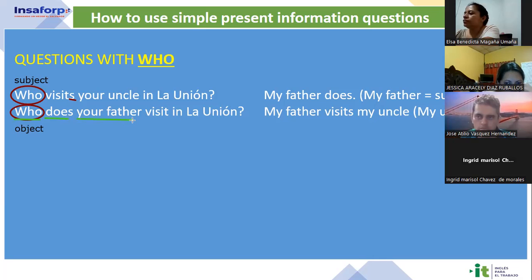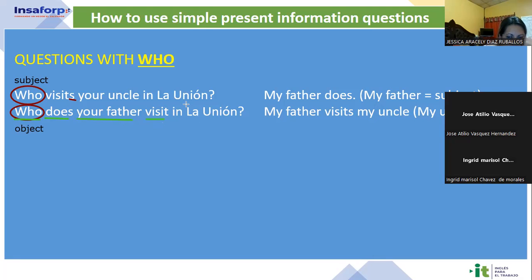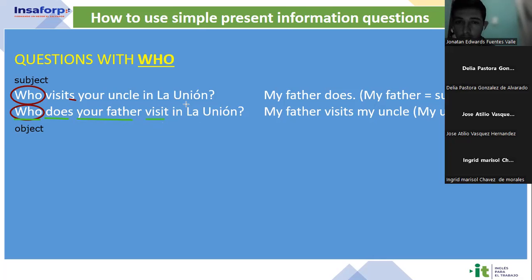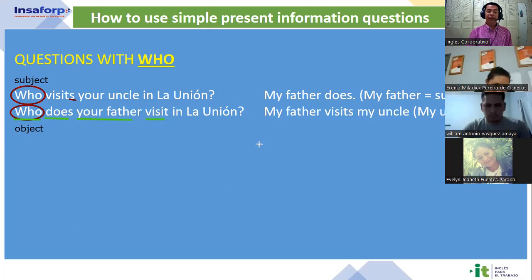Your father is the subject, and visit is the verb, right? So, we have four elements. La segunda pregunta tiene los cuatro elementos que hemos estado estudiando, ¿no? Pero la primera como que está de rebelde, ¿no? Está diferente. Okay. Is that possible in English? Yes, it's possible, right? But notice that who is the subject. And who in the other one is the object, the receiver. In the first one, who is the producer of the action. In the other one, who does your father visit is the receiver, right? Okay? But what is the difference?